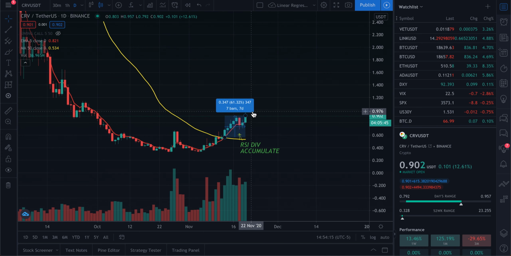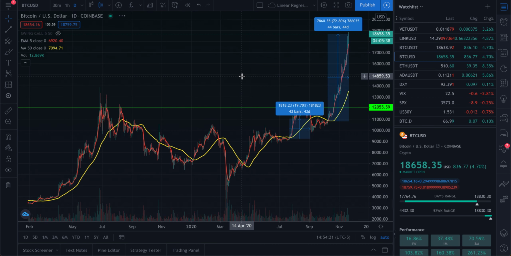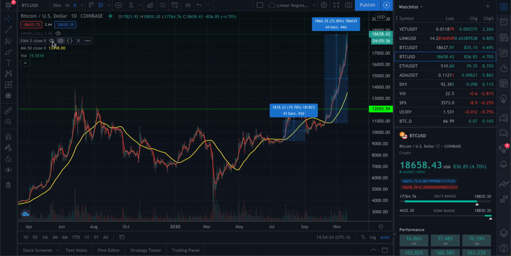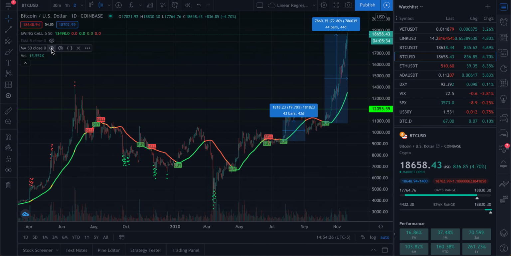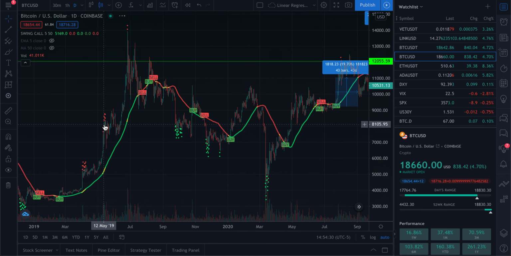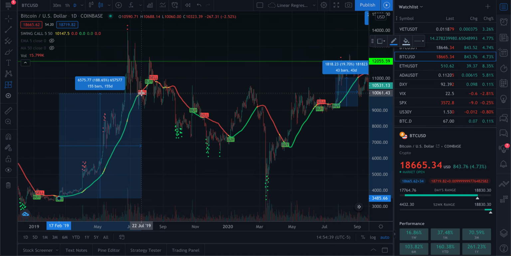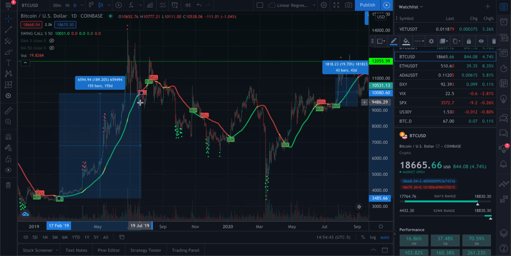But okay, so take how easy that is to understand. Now let's look at Bitcoin. Let's go ahead and turn on this. So it's absolutely ridiculous. You wouldn't have bought. You don't look at anything. You wait for the buy, and then you wait for the sell. You would have had 190% profit just by waiting.